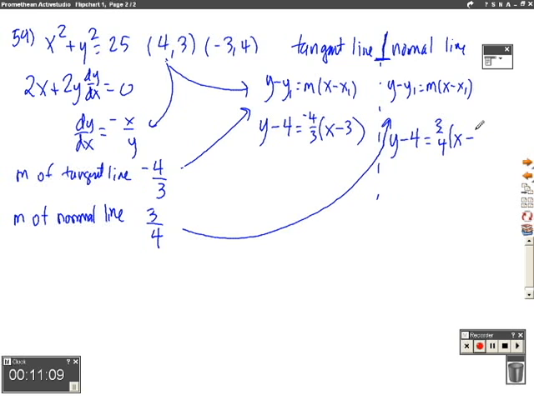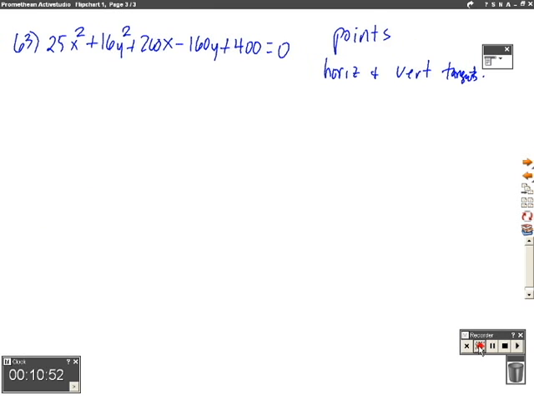Okay, so I just realized that I had my x value wrong. It should be y minus 3 is equal to negative 4/3 times x minus 4, and on the other side, y minus 3 is equal to 3/4 times x minus 4, and that gives you your tangent line and your normal line, and you can go back later to do the other point.